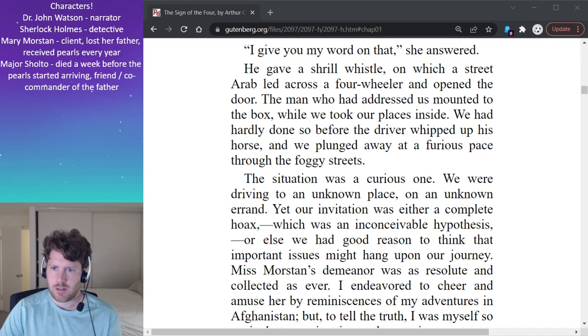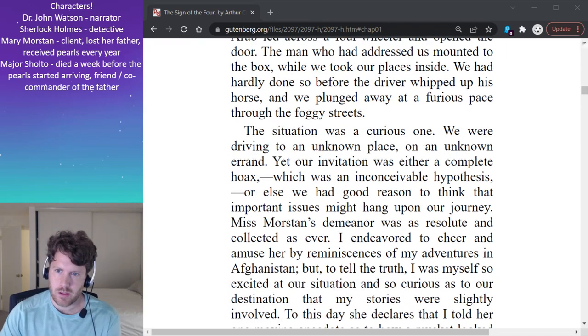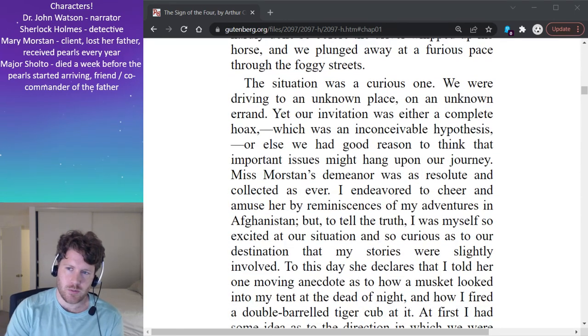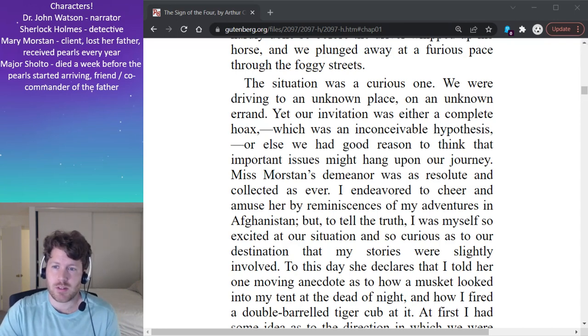We had hardly done so before the driver whipped up his horse, and we plunged away at a furious pace through the foggy streets. The situation was a curious one. We were driving to an unknown place on an unknown errand, yet our invitation was either a complete hoax, which was an inconceivable hypothesis, or else we would have good reason to think that important issues might hang upon our journey.